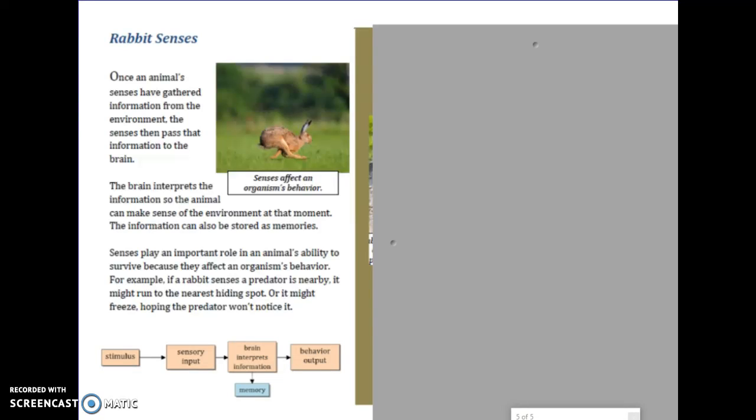Senses play an important role in an animal's ability to survive because they affect an organism's behavior. For example, if a rabbit senses a predator is nearby, it might run to the nearest hiding spot. Or it might freeze, hoping the predator won't notice it.